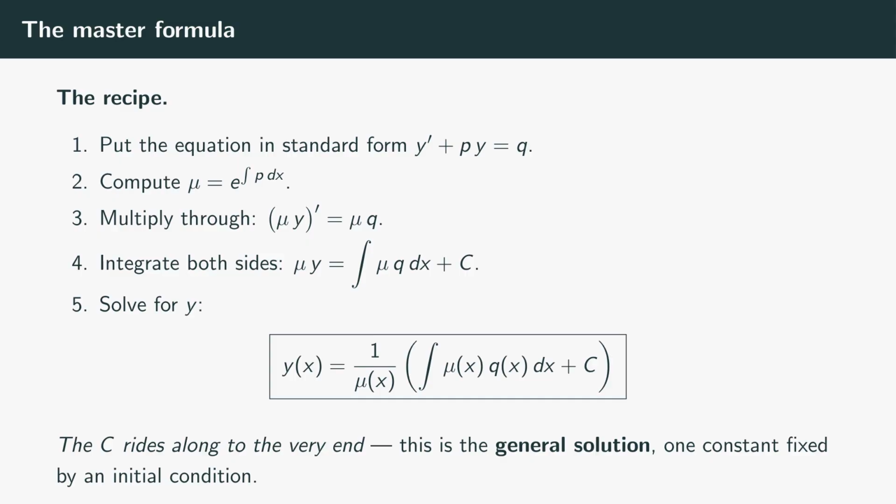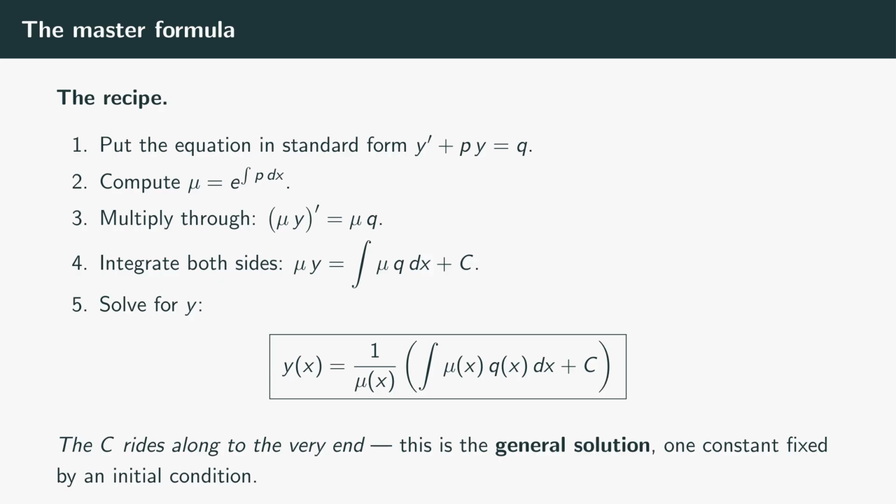Let me assemble the full recipe, the one you will use every time. Step 1, write the equation in standard form, coefficient 1 on y prime. Step 2, read off p and compute the integrating factor mu as e to the integral of p. Step 3, multiply the whole equation by mu and recognize the left side as the derivative of mu times y. Step 4, integrate both sides with respect to x.